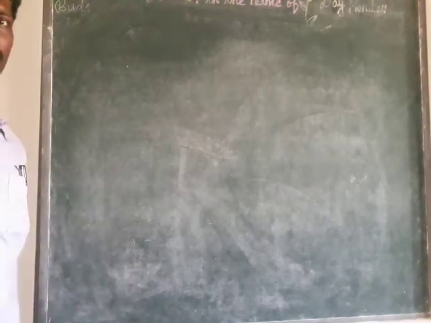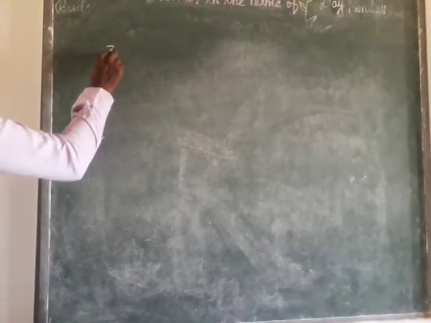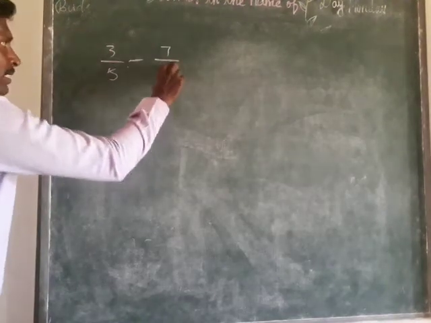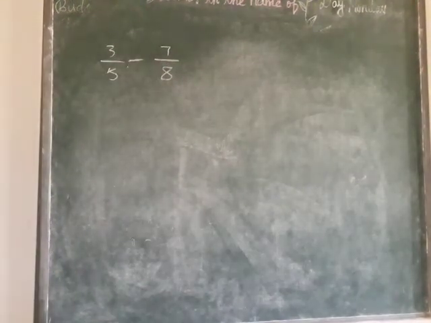Now you're going to learn how to add and subtract fractions. Sometimes we have, for example, 3 by 5 minus 7 by 8. How do we subtract the fractions? A simple way is to check the denominator. Denominator the same, the numerator different.